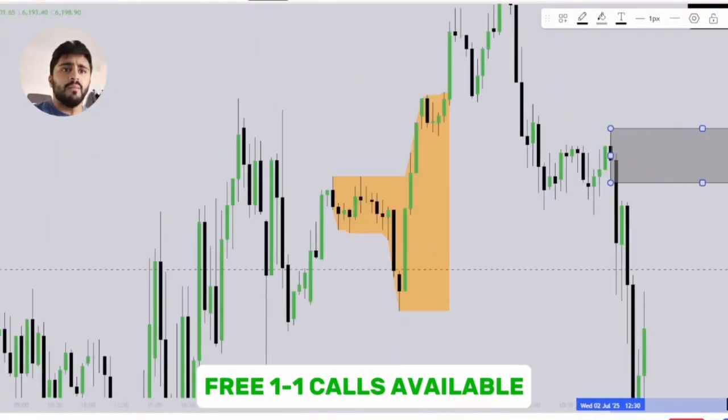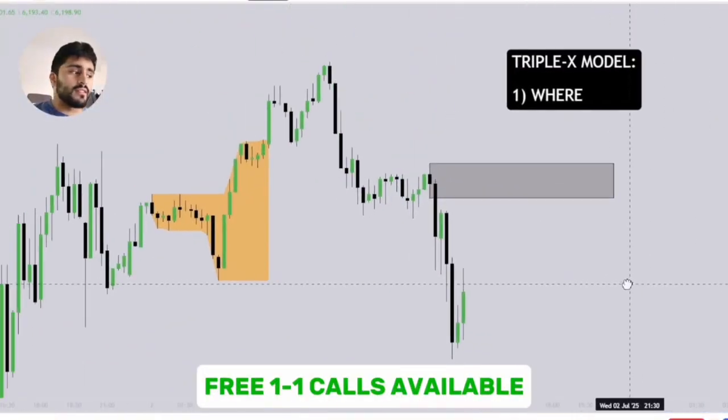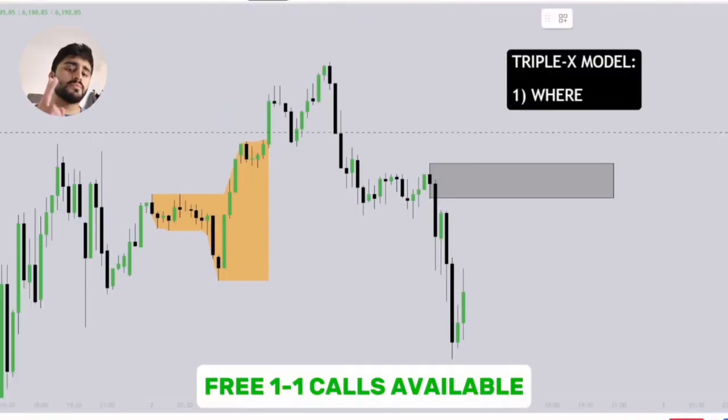Point of interest. Now, a couple of things about this point of interest I want traders to understand. I call this a two-phase manipulation model. The reason I call it a two-phase manipulation model is because price manipulates both sides of the Asian range.